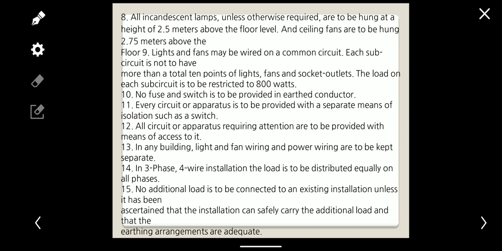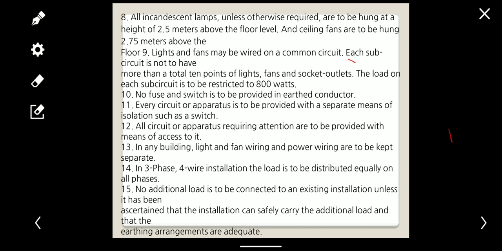The next, lights and lamps may be wired on a common circuit. Each sub-circuit is not to have more than a total of 10 points of fans, lamps and socket outlets. The load on each sub-circuit is to be restricted to 800 watts. The next is, no fuse or switch is to be provided in the earthed conductor.